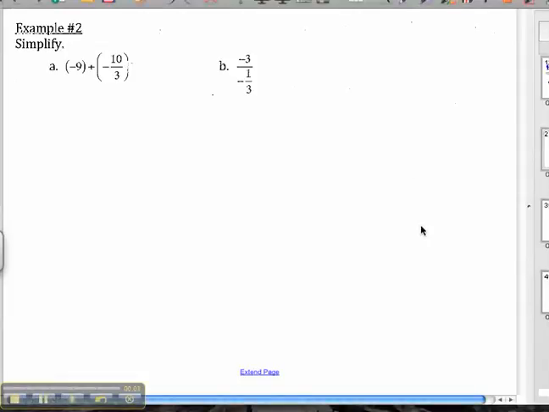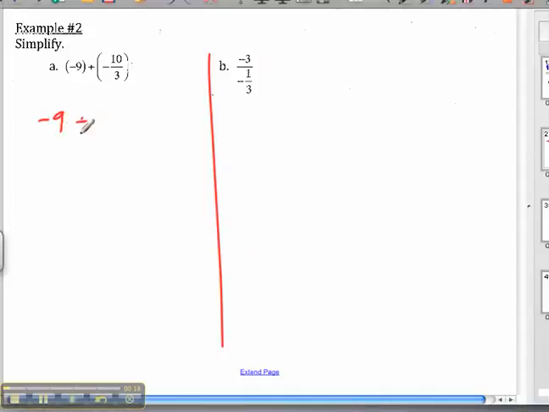Okay, gentlemen, I'm looking at example number 2, okay? And it wants us to simplify here. Now, this isn't simplifying a variable expression. It's simplifying numerical expressions. There are no variables up there, okay? But I want to look at this first one. And it says negative 9 divided by negative 10 over 3, okay?